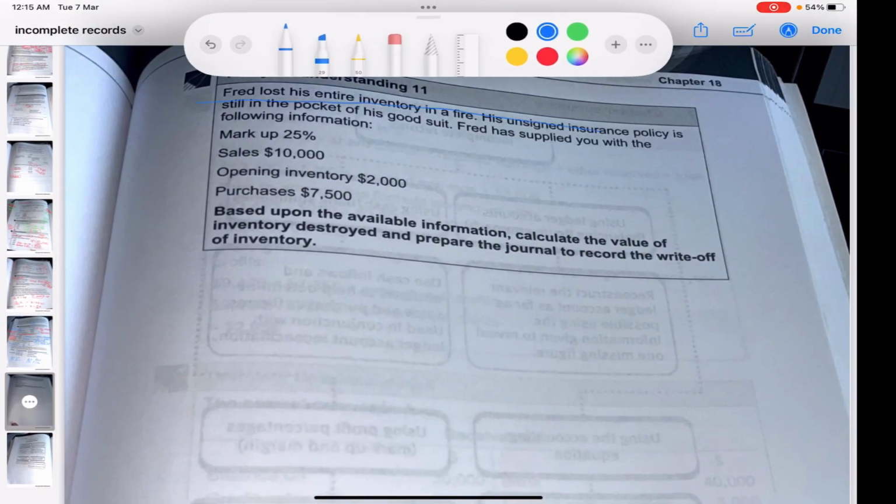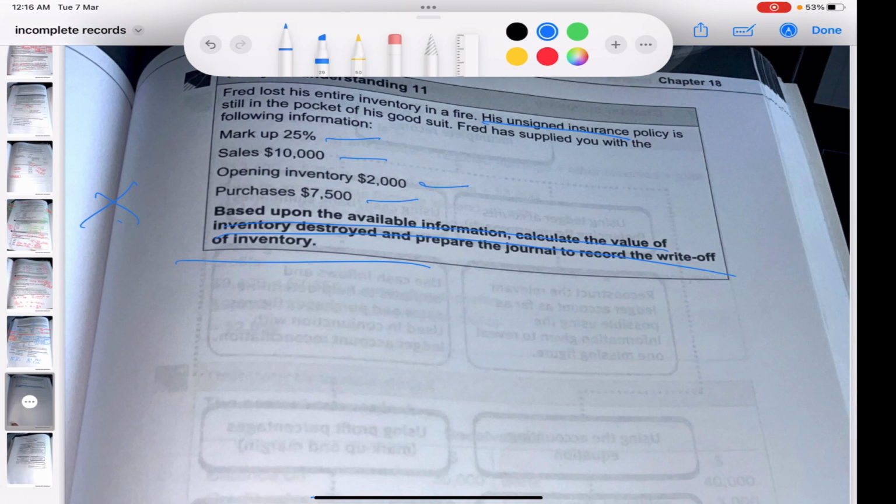Fred lost his entire inventory in a fire. His unsigned insurance policy is still in the pocket of his good suit. Fred has supplied you with the following information. Based upon this, calculate the value of inventory destroyed. Okay. So he has not signed the insurance, so he's not going to be receiving any claim from the insurance company. So markup is here, sales is here, opening is here, and purchases is here. How are you going to find out how much inventory has been lost?